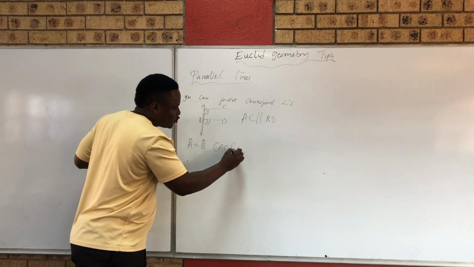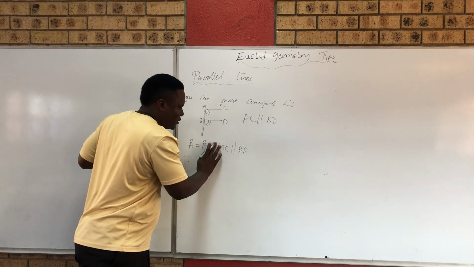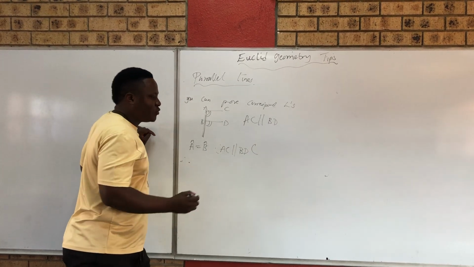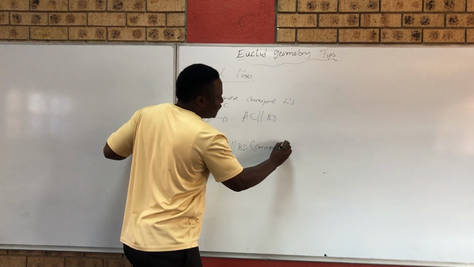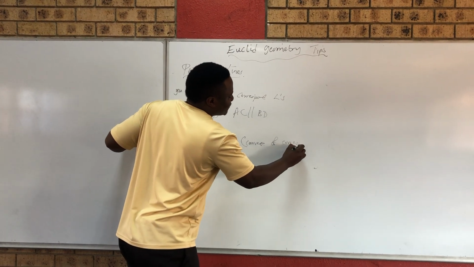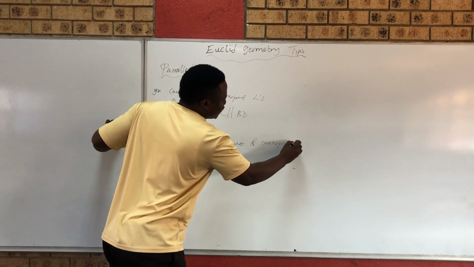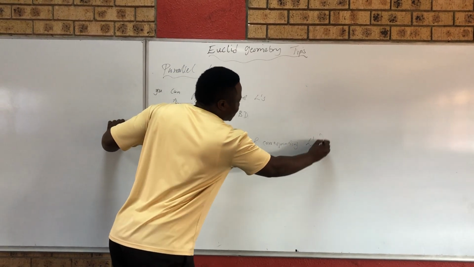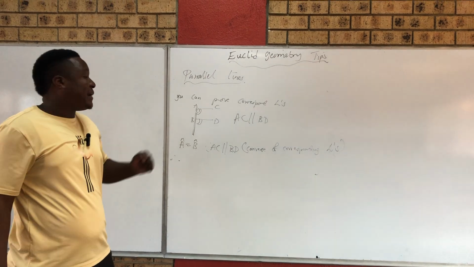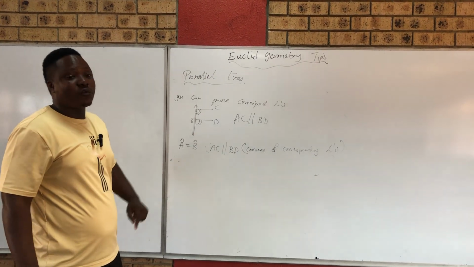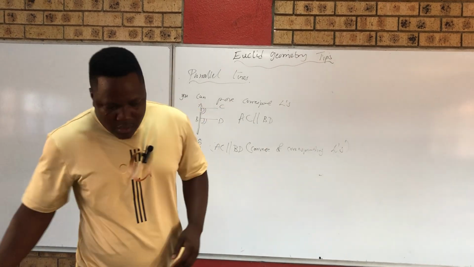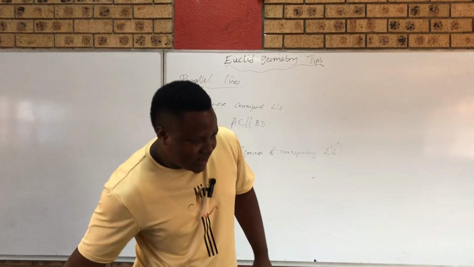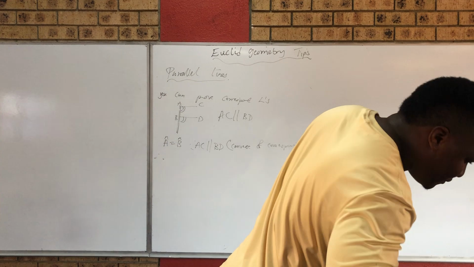AC is parallel to BD. You give a reason. What could be the reason? This is going to be the converse of corresponding angles. But this is not the only thing that you can prove. You can also prove alternating angles. Let me show you how to do it.